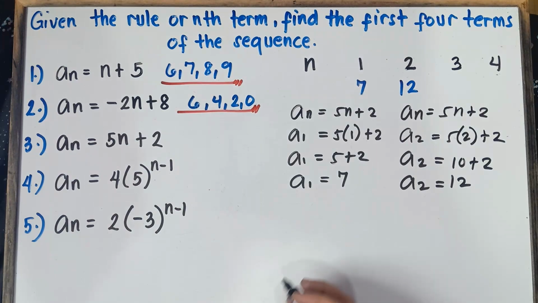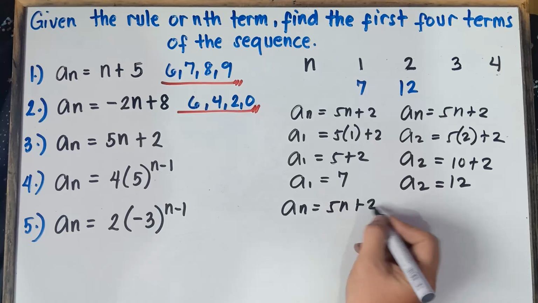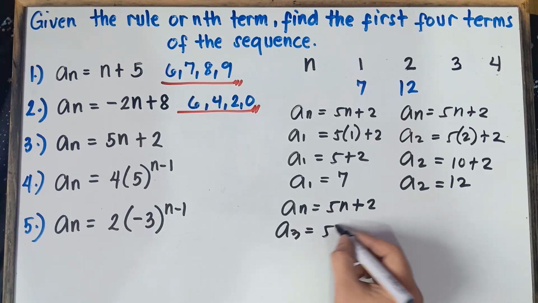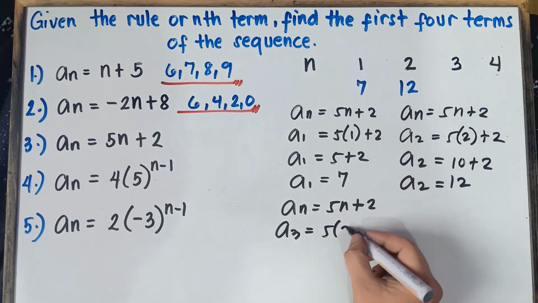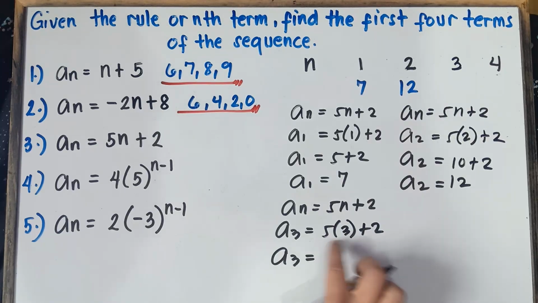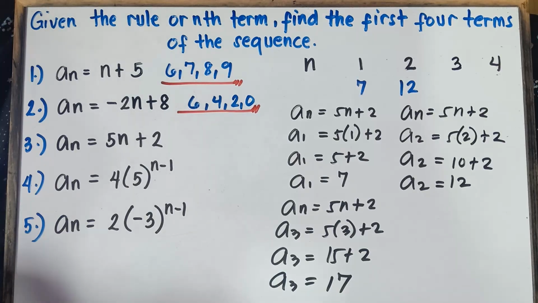Alright, and then our third term, a sub n equals 5n plus 2. So a sub 3, our third term: 5 times, our n is 3, 5 times 3 plus 2. So a sub 3 equals 5 times 3. What's the answer, class? That's correct, that would be 15 plus 2. So a sub 3 would be 17.